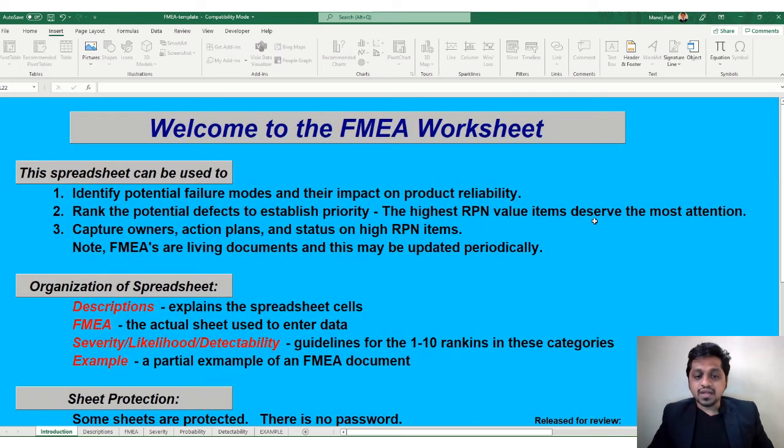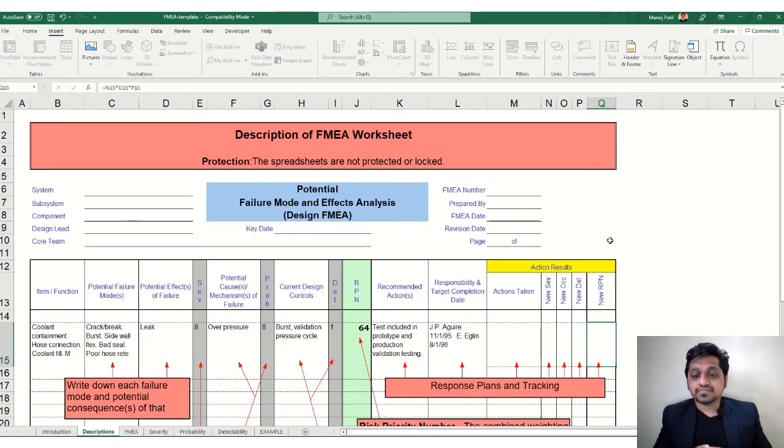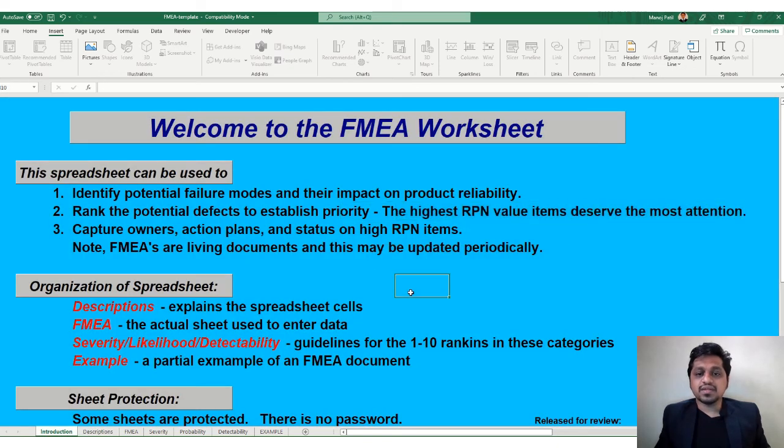This is very important, and the item with the highest RPN number deserves the most attention. So the aim is to find the highest RPN number, and then we have to take the actions. That is also important, what actions we are taking against the failure mode. So this is all about the FMEA, and this is a very important parameter in the industry, and you should know about it.